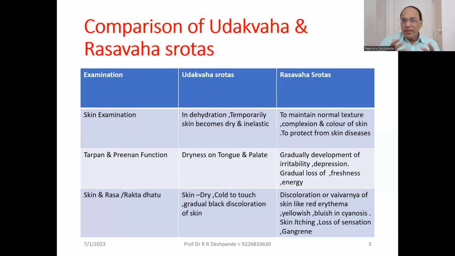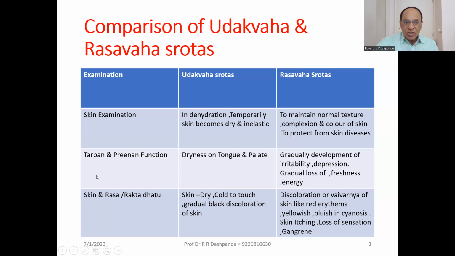For example, to maintain the normal texture, complexion, and color of the skin, Udaka alone is not responsible. Rasadhatu is mainly responsible. Also, Rasadhatu is always carried with the blood naturally. Many skin diseases are related to the Rakta Dhatu as well as to the Rasa Dhatu. So when the quality of Rasa Dhatu is good, naturally your blood will also be very pure, and there will be fewer chances of getting skin diseases.